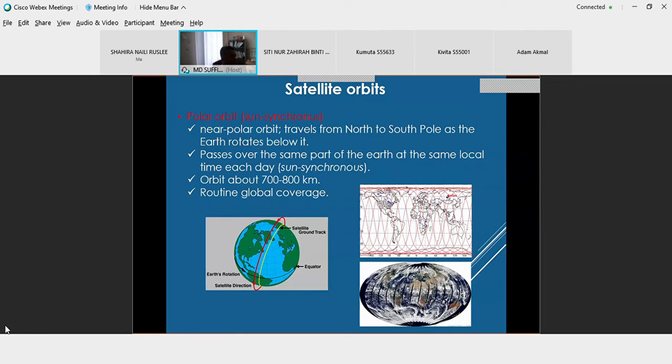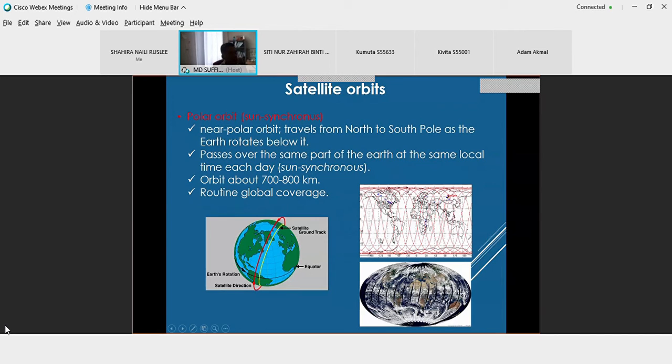Tetapi sebenarnya dalam internet pun lagi mudah. You boleh dapat data, daily data. And then daily data, dia bukan raw data, dia process data. Data yang tak proses. Orbit about 700 and 800 kilometer high, pada ketinggian 700 hingga 800. Routine global coverage. So coverage ni biasanya dalam masa 14 hari hingga 16 hari, you akan dapat satu data. So dia punya temporal resolution is not high. It's a coarse temporal resolution. You tak boleh dapat setiap hari.